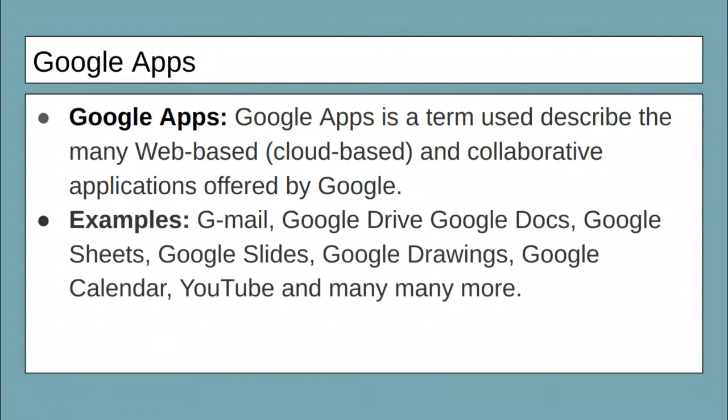Some examples: Gmail, Google Drive, Google Docs, Google Sheets, Google Slides, Google Drawings, Google Calendar, YouTube, which was originally a separate company, then bought by Google, and then many, many more. There are Google apps that are no longer in existence. Many have disappeared, and who knows what happened to them. And some of them we don't know about yet.